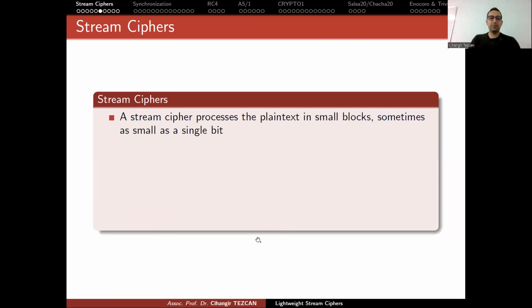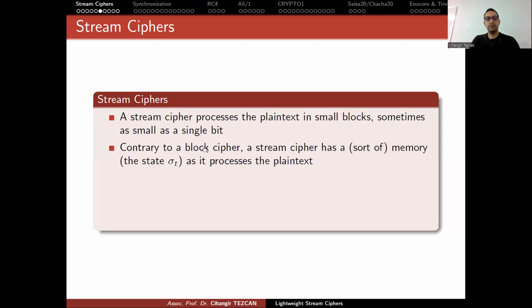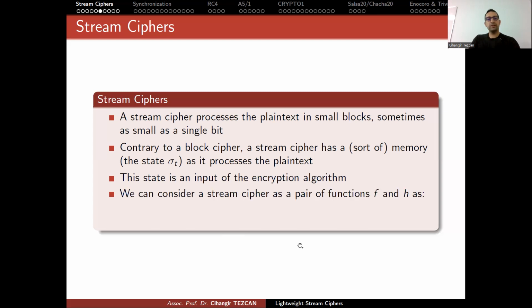So a stream cipher processes the plaintext in small blocks, sometimes as small as a single bit, sometimes as large as 128 bits. There are many variants. Contrary to a block cipher, a stream cipher has a sort of memory, which we call the state ρ_t at time t, as it processes the plaintext. This state is an input of the encryption algorithm.